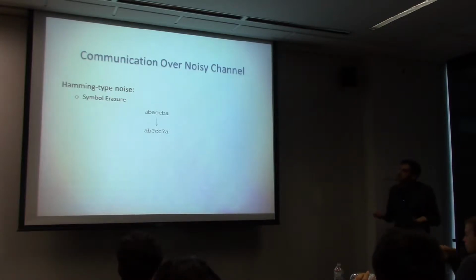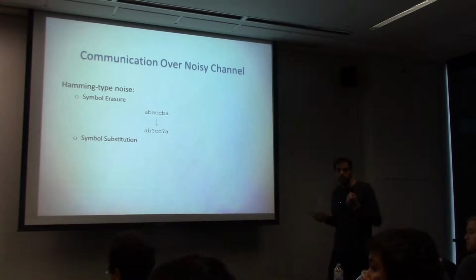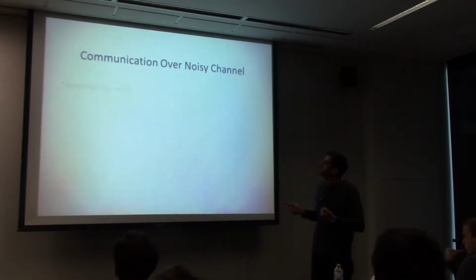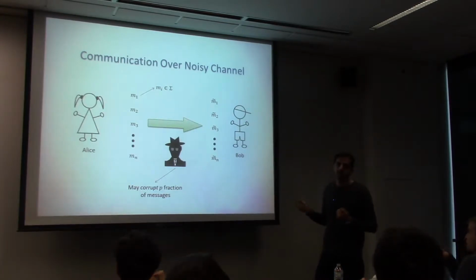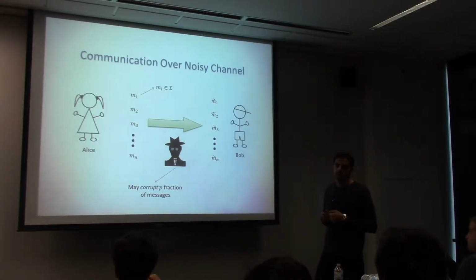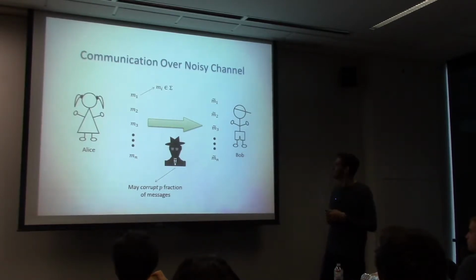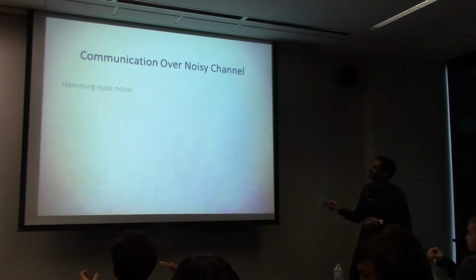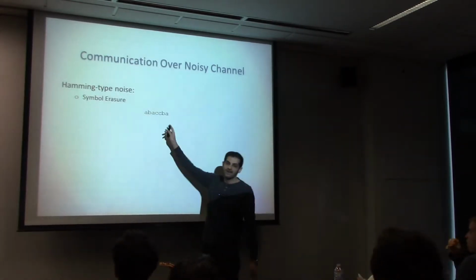Another type of error that you can think of is symbol substitutions. In the previous slide, the m1 to mn, are those single characters? Yes, they are characters out of this set sigma, which is the alphabet of the communication. You're writing the string vertically, in the next slide they're horizontal. Yeah. Okay. But these are the same thing. Basically, each of these is an mi.